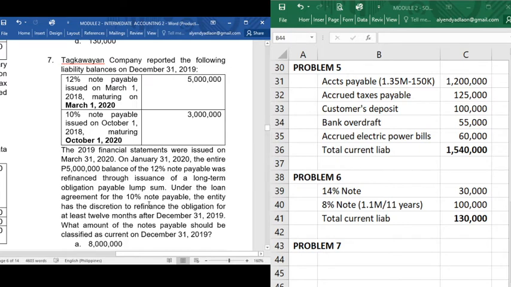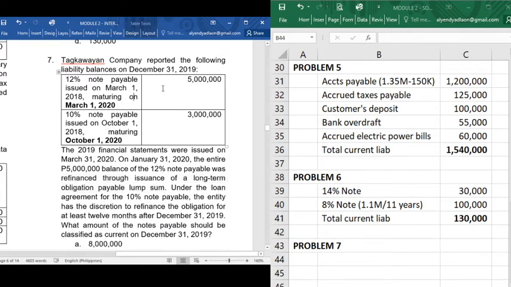So, what is the treatment of this one? Let us start with the 12% note payable. Take note, class, that the 12% note payable was refinanced through issuance of a long-term obligation payable lump sum. So this means, class, atong bisayon, nga ang ihading utang nga 5 million kibali girefinance siya. Naghimo sila og bag-o nga kontrata in which instead nga March 1, 2020 na siya bayaran, i-extend nato siya. Ilisan nato ang iyahang due date. Okay? Mahimo na siyang long term. Imbes nga 2 months from now na lang, mahimo na siyang long term. And it is to be paid lump sum.